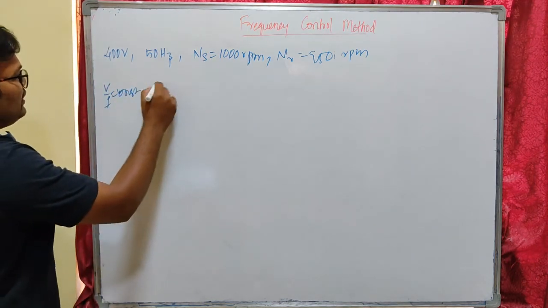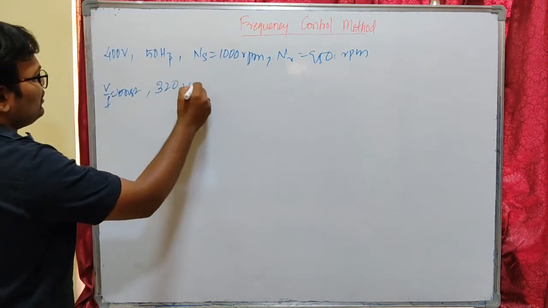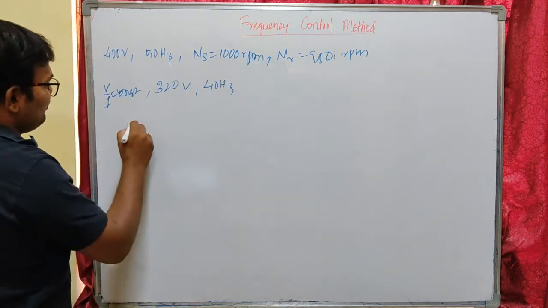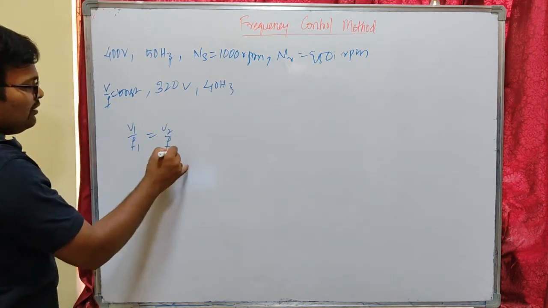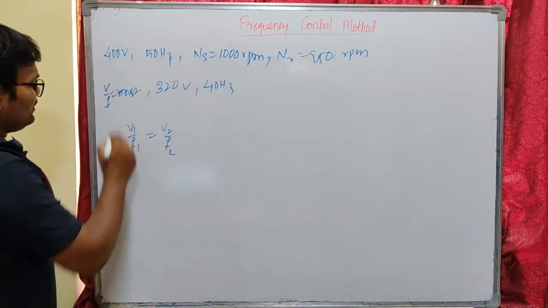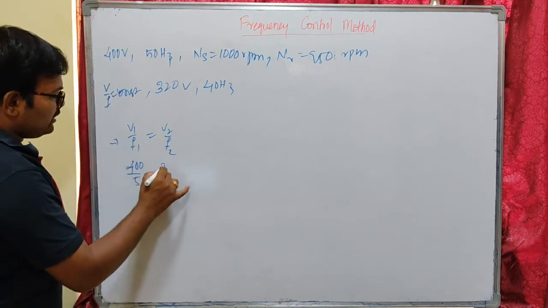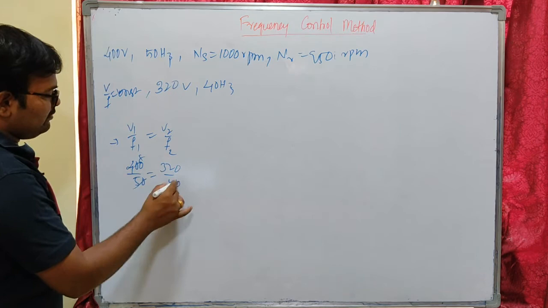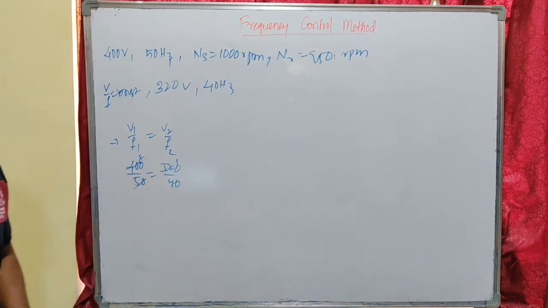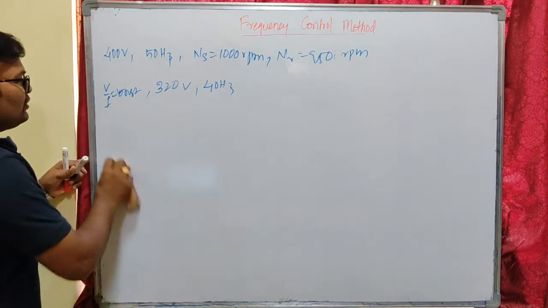So that will be 320 volts, 40 Hz, and you can see that V1 by F1 should be equal to V2 by F2. For V by F, the ratio should be constant. You can verify here, that is 400 by 50 should be equal to 320 by 40. You can see 8 and 8. Okay, this is what V by F equal to constant means. These voltage and frequency ratios should be constant.